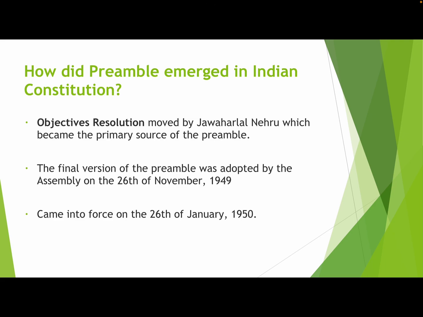How did the preamble emerge in the Indian Constitution? It was the objective resolution moved in the Constituent Assembly on 13th of December 1946 by Jawaharlal Nehru, which became the primary source of the preamble. The objectives resolution was adopted on 22nd of January 1947 by the Constituent Assembly. After extensive debates on the wording of the preamble, the final version of the preamble was adopted by the Assembly on 26th of November 1949 and came into force on 26th of January 1950. That is the whole constitution that we have seen in our first video.